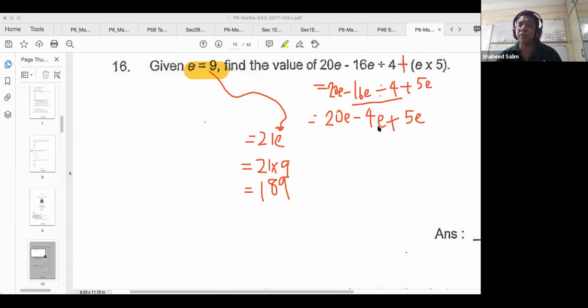16 divided by 4 is 4, so 4E. Now there's minus and plus, so do from left to right. 20E minus 4E is 16E. 16E plus 5E is 21E. 21 times E, E is 9, so 189. Okay, I hope this is okay.